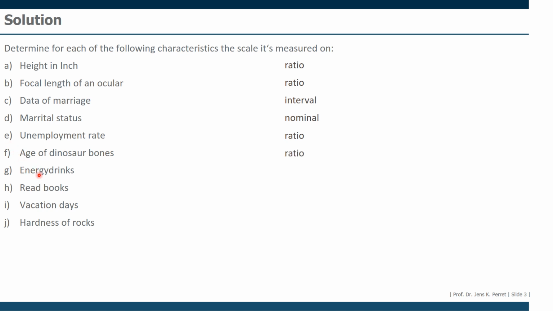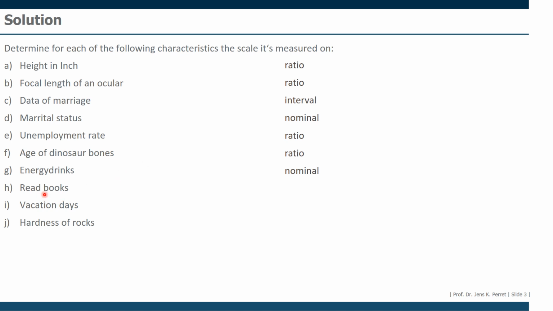Then I have energy drinks. Here it doesn't really say a lot more, so this implies I'm talking about brands of energy drinks. And I cannot say that, well, energy drink 1 is more energy drink than energy drink 2. I could talk about ingredients, that would be possible, but not about this energy drink is more energy drink than another one. But I could still count how many energy drinks do I consume of brand 1 or of brand 2. So similarly to the marital status, it's nominal. I can count, but I cannot order.